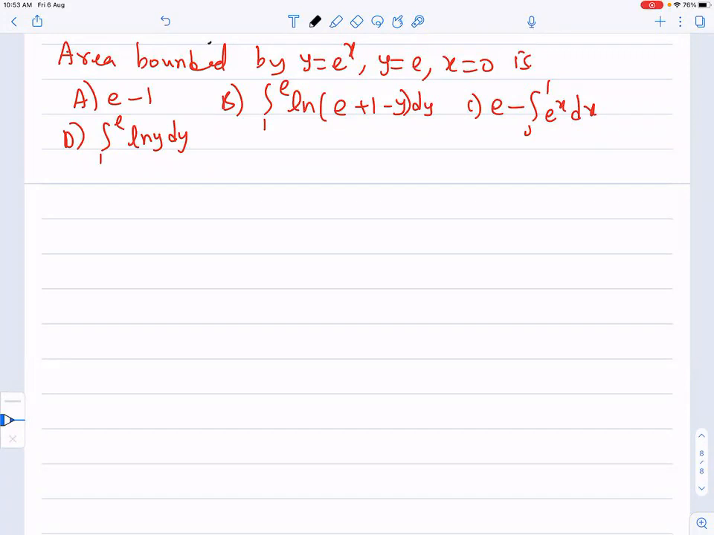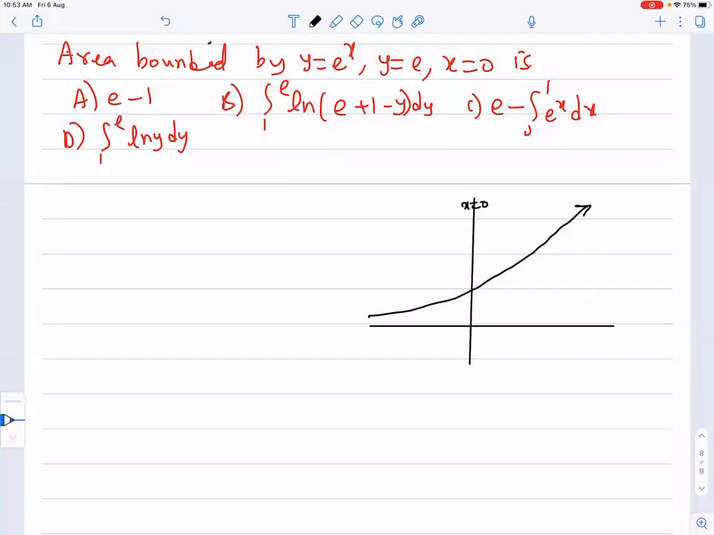We know the graph of y equal to e raised to x, which is pretty much famous. It's going to be like this, increasing. And x equal to 0 is the y-axis. And y equal to e. See, at x equal to 0 this is 1, this is y equal to 1, and y equal to e will be here somewhere. The area enclosed between e raised to x, y equal to e, and x equal to 0 is this portion.